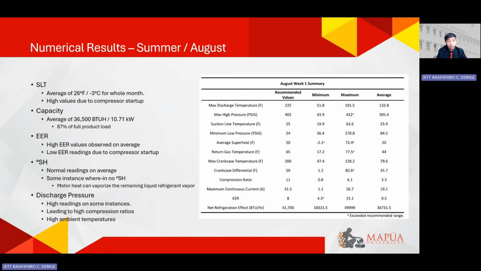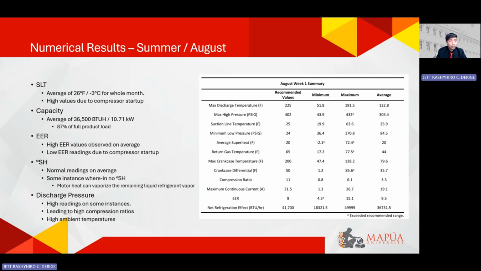And that would be evidence of varying capacity, because we were able to maintain the suction line temperature. Even though we are only operating at 87% of the capacity, we were able to maintain the average of 26 degrees Fahrenheit. So the capacity would be dependent on the mass flow. So more mass flow equals more capacity.